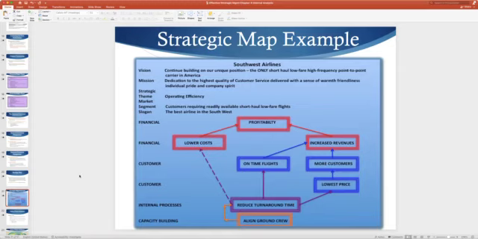Going to the right for the customer, if we reduce our turnaround time, we could offer lower prices, and certainly reducing our turnaround time will give us on-time flights. And if we have lower prices and on-time flights, well, lower prices will lead to more customers. And more customers and on-time flights gives us increased revenue. And increased revenue and lower cost gives us greater profitability.